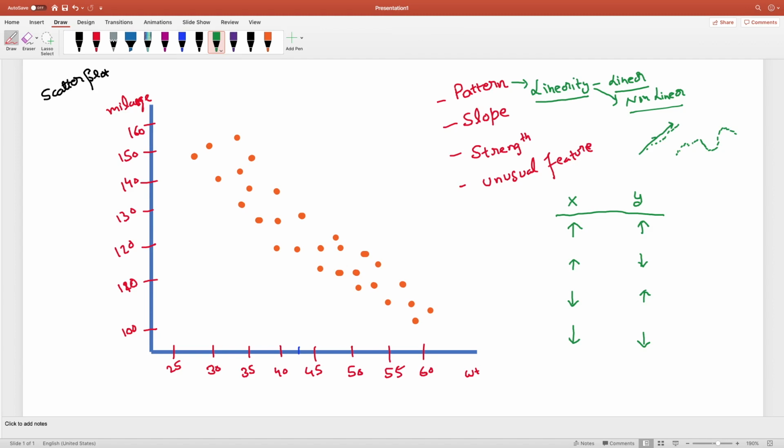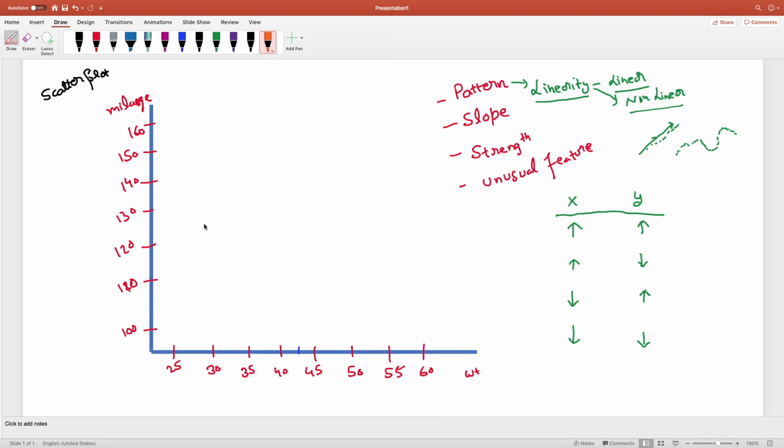The second thing I wanted to talk about is the slope of this pattern. Now what does the slope of the pattern mean? This is something which we need to understand. So what I'm going to do is draw some diagrams for you so that you can have a clear-cut idea about what this slope of the pattern is.